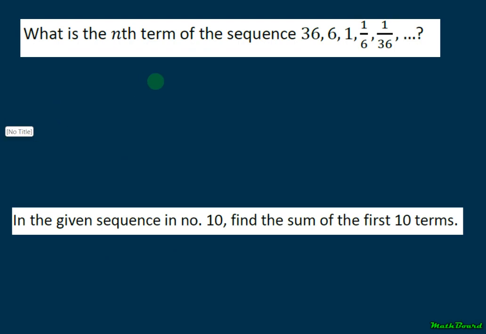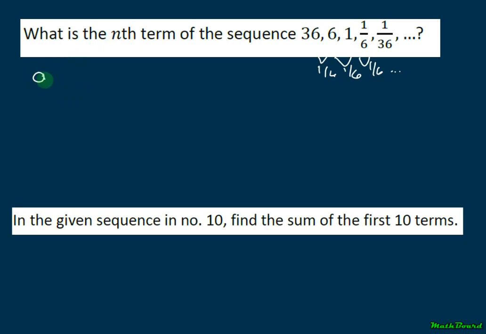Find the nth term of the sequence 36, 6, 1, 1 over 6, 1 over 36. If we divide, 6 over 36 is 1 over 6. 1 over 6 is also 1 over 6. 1 divided by 6 is 1 over 6, and so on. Therefore, there is a common ratio of 1 over 6, and thus it is geometric.